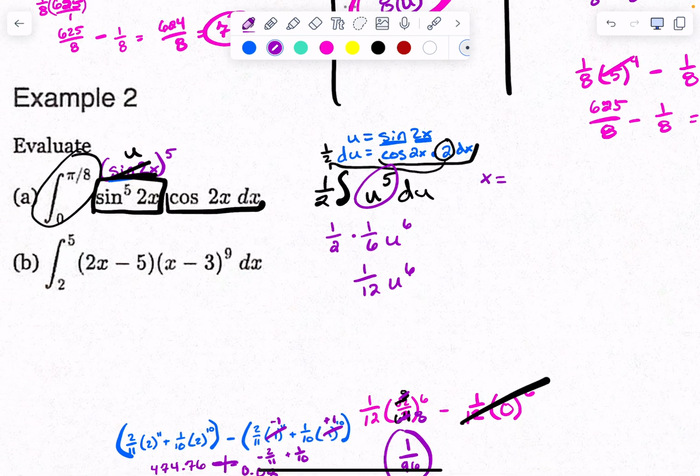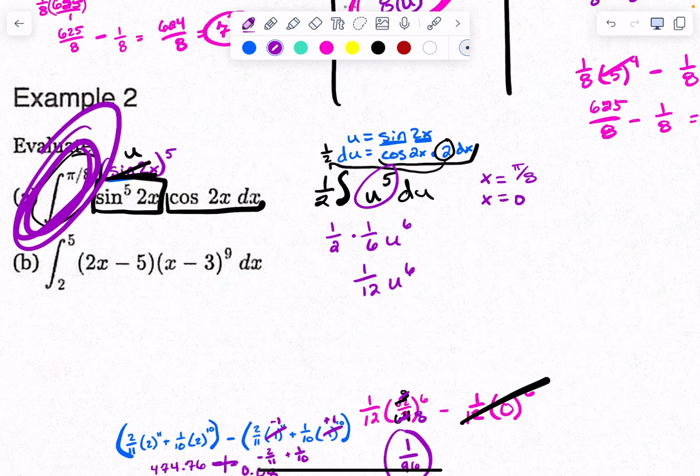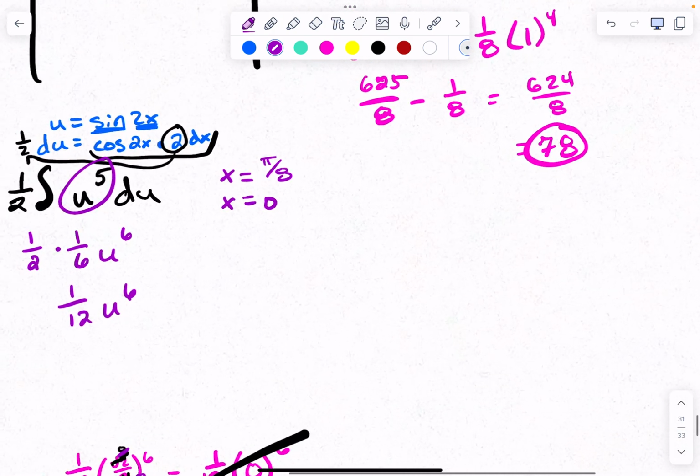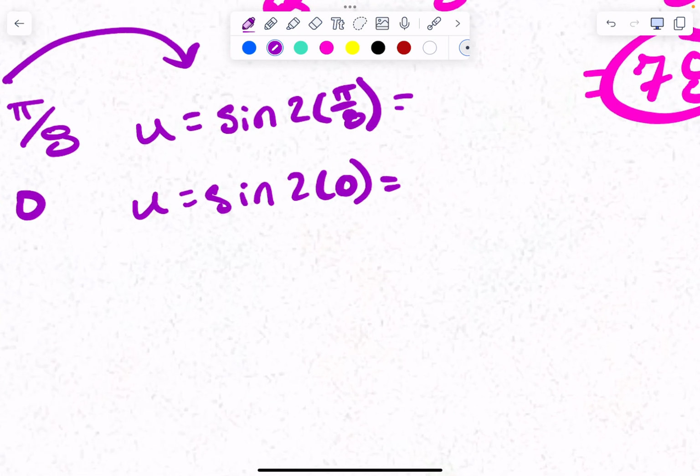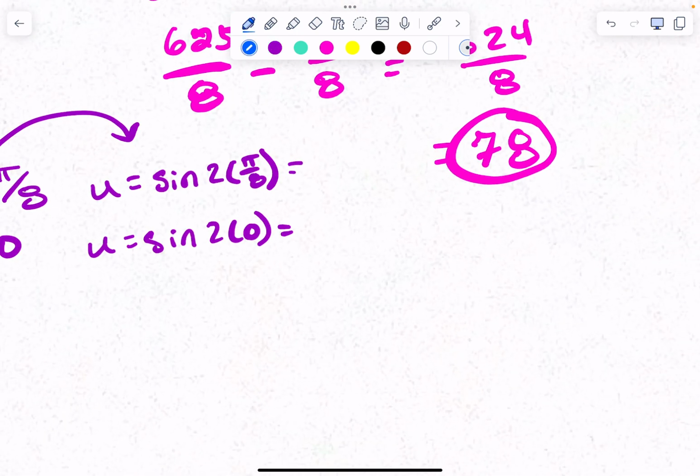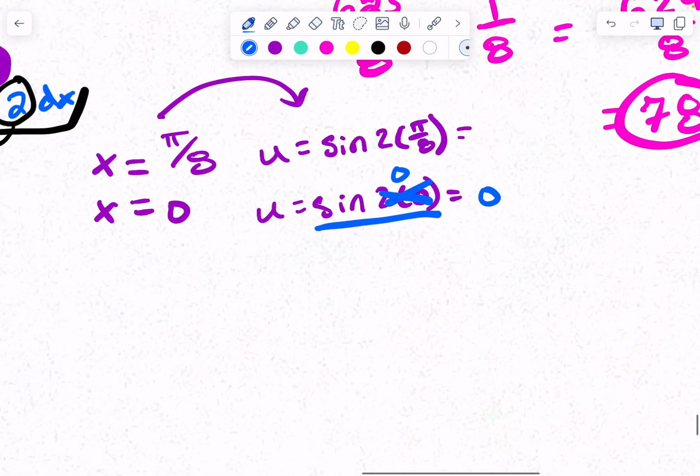So if x was 0 and pi over 8, that came from right here, then I need to switch them to what the u values are. My u is sine of 2x, so I'm going to go sine of 2 times x for each, and figure out what that is. I'm going to do the bottom one first. Sine of 2 times 0 is sine of 0, and on your unit circle, sine of 0 is 0. So if x is 0, that means u is 0.